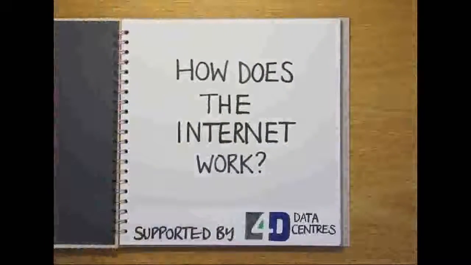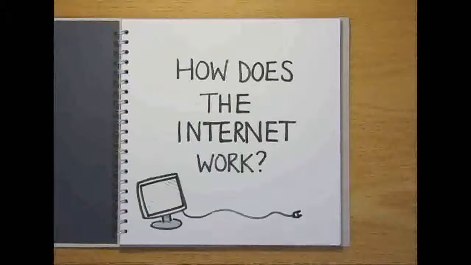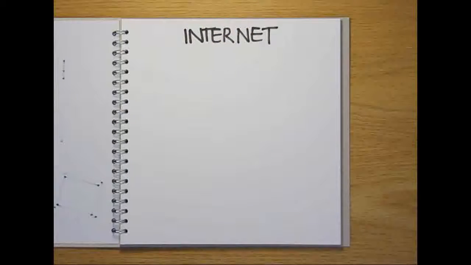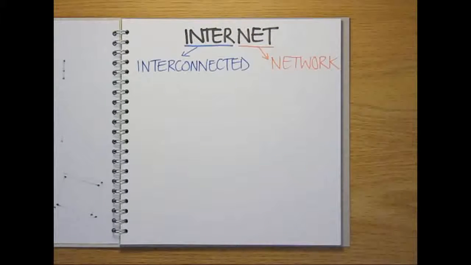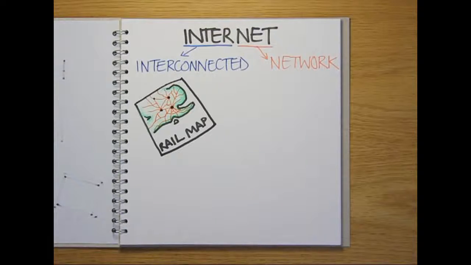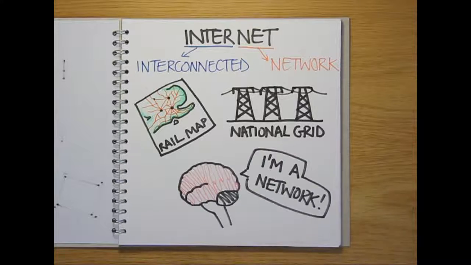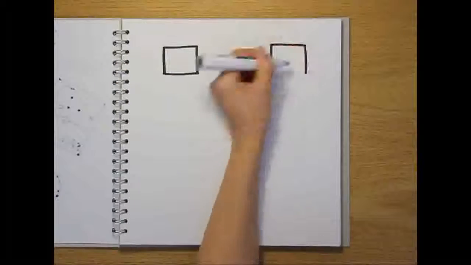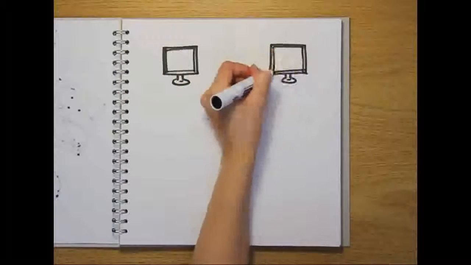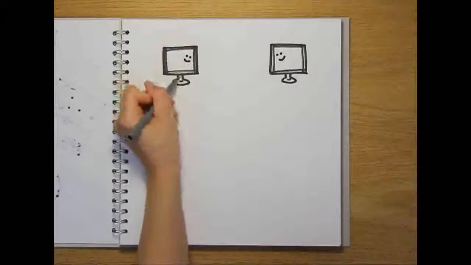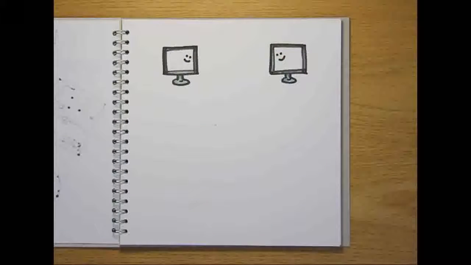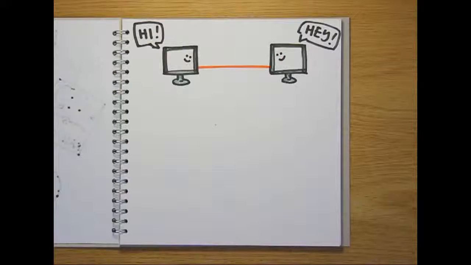This time we're answering the question, how does the internet work? The term internet is a shortened form of the two words interconnected and network. Networks are things that are connected together. They include railway and road networks, electricity networks like the national grid, and the networks of nerve cells found in your brain. And a computer network consists of two or more computers linked together so that data can pass between them. In fact, the simplest example of a computer network is just two computers connected with a cable.